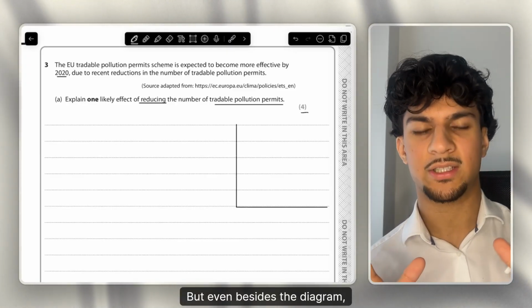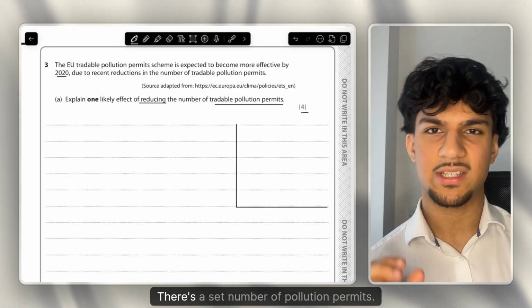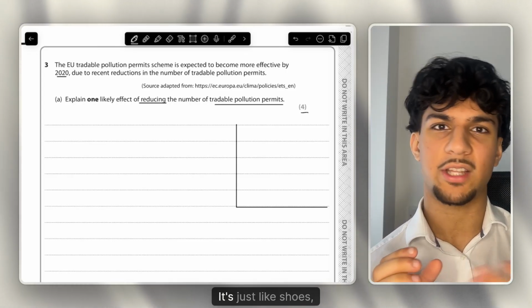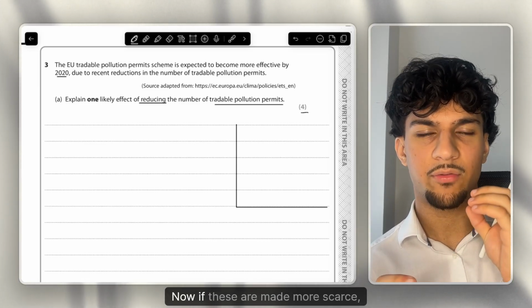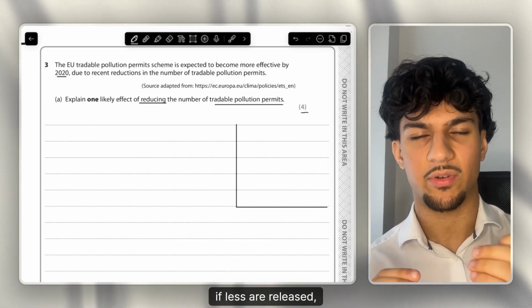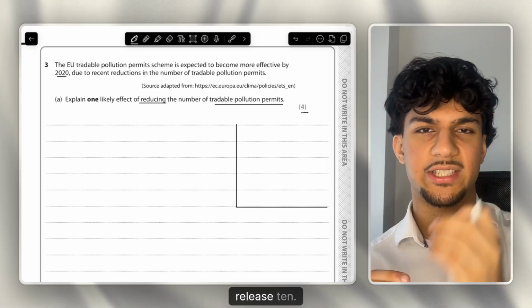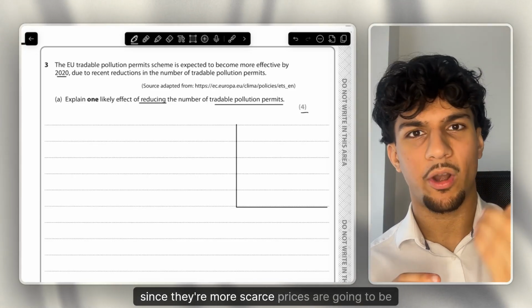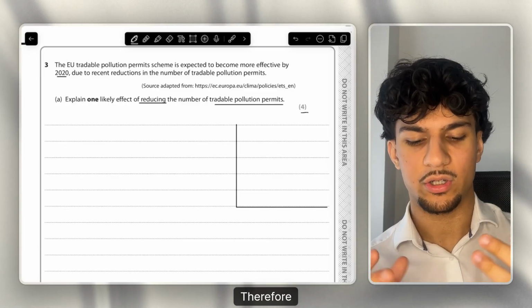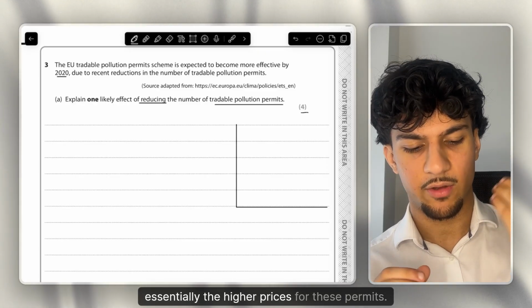But even besides the diagram, let's forget the diagram for a second. There's a set number of pollution permits. It's just like shoes, for example Jordans. There's a set number of Jordans. Now, if these are made more scarce, if less are released, for example, instead of releasing 1,000, they release 10, what is going to happen to the price of these Jordans? Since they're more scarce, prices are going to be bid up, therefore essentially higher prices for these permits.